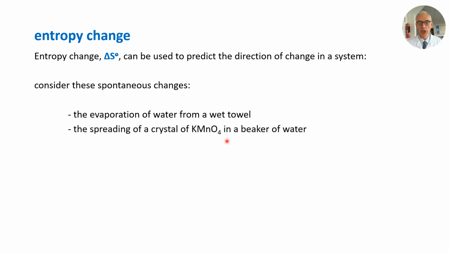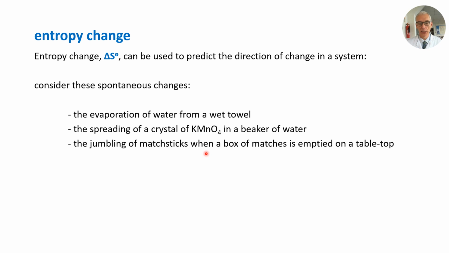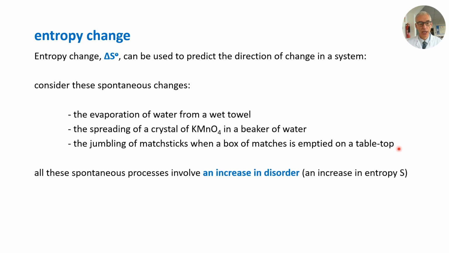The spreading of a crystal of potassium permanganate or potassium manganate 7 in a beaker of water. Here a highly organized crystal of potassium manganate 7 forms a disordered aqueous arrangement. The jumbling of matchsticks when a box of matches is emptied on a tabletop. It's a chemistry teacher's favourite demo. Obviously, we've got ordered to relatively disordered. All of these spontaneous processes involve an increase in disorder, in other words, an increase in entropy.